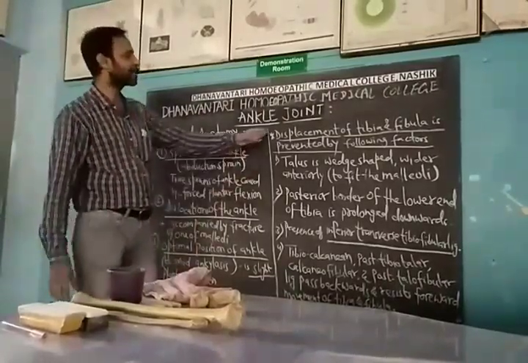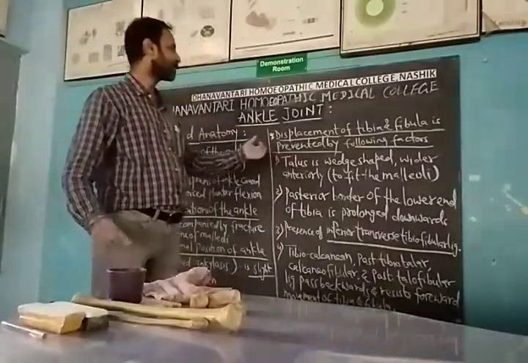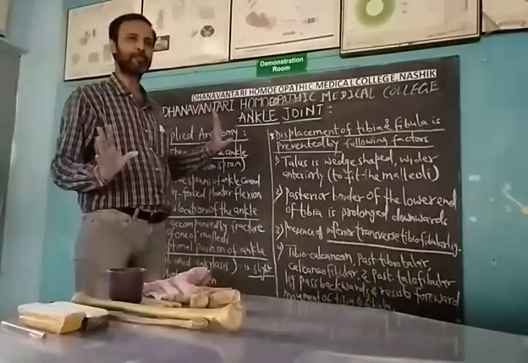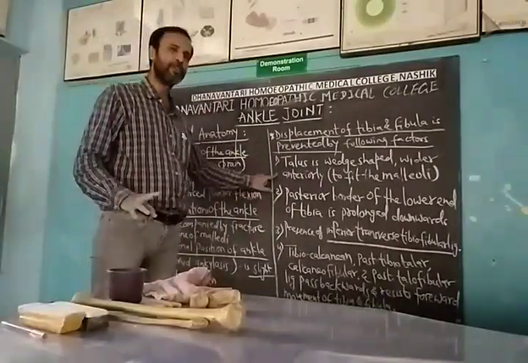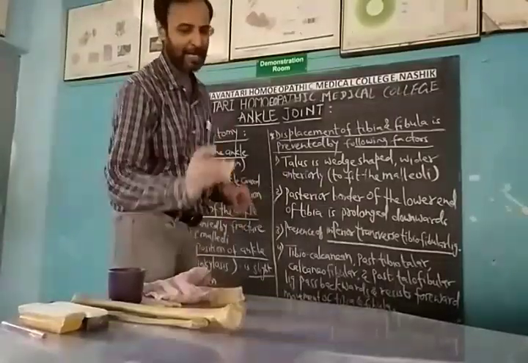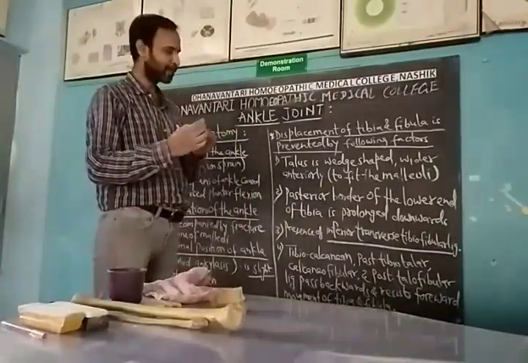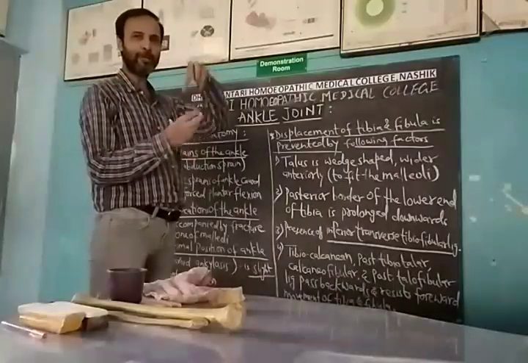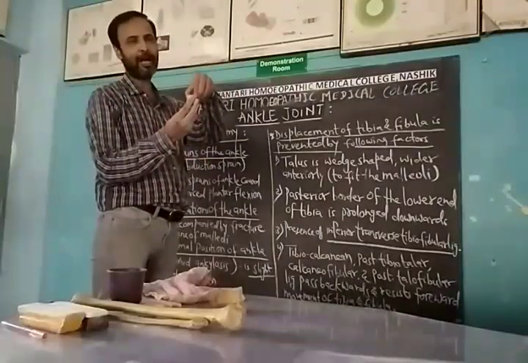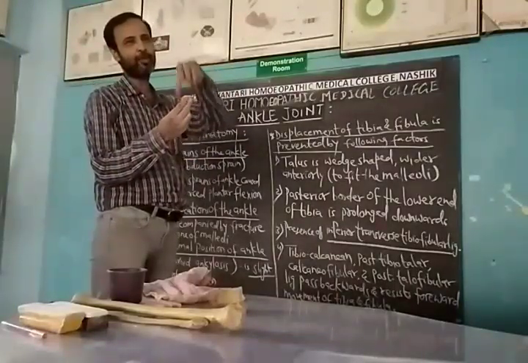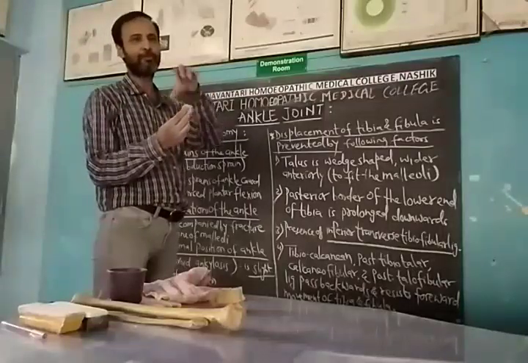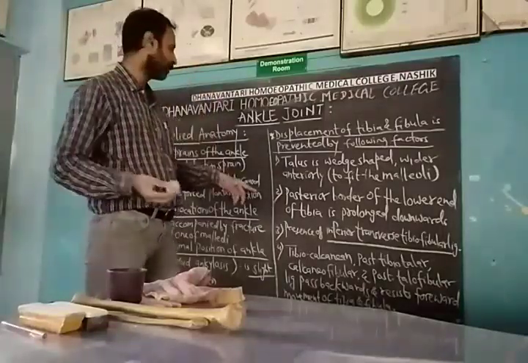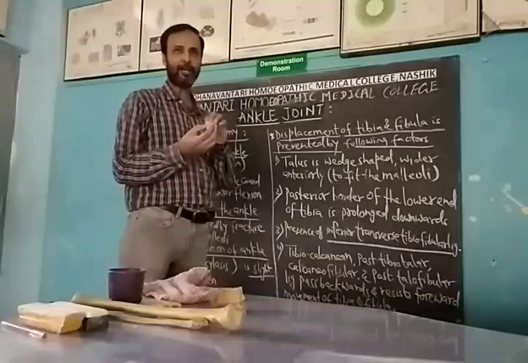Then the displacement of the tibia and fibula is prevented by the following four factors. First is the talus. The shape of the talus is vase-like, and because of this vase-shaped talus, both malleoli fit. It allows the expansion, so the malleoli fit and there is an interlocking of this joint, with both superior and inferior articular surfaces.